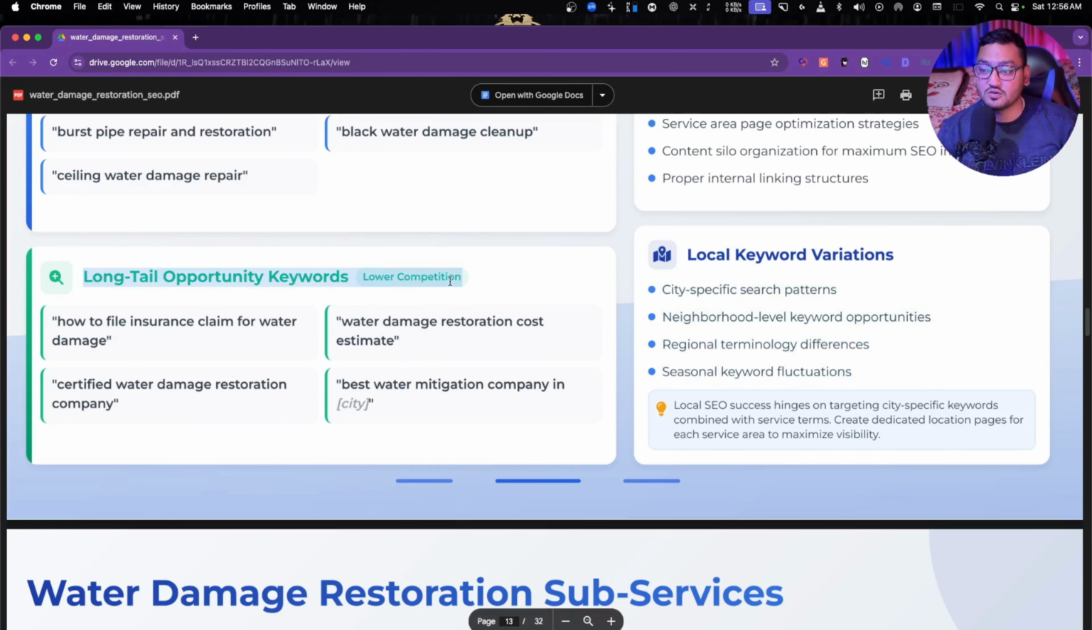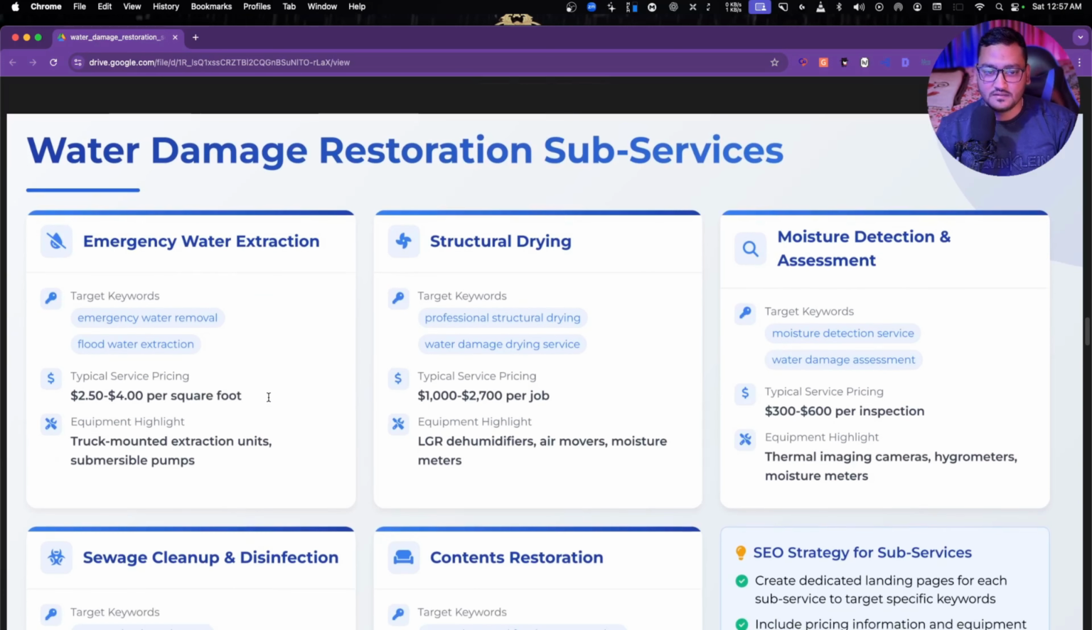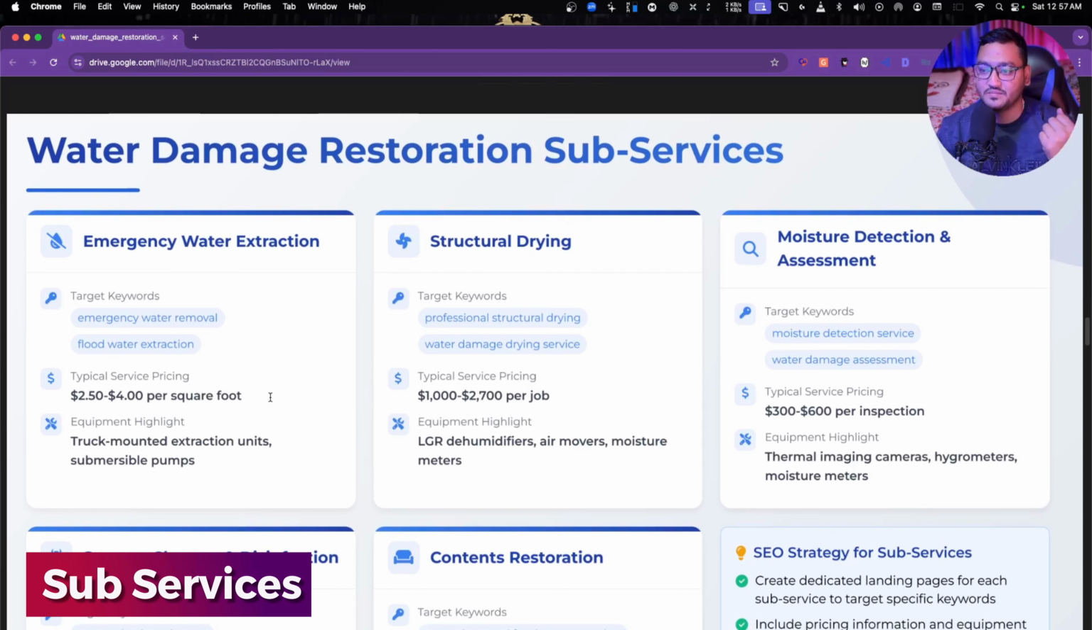And now you can also go with some lower competitive terms: how to file insurance, water damage restoration cost, best water damage company in any city, and certified water damage restoration companies. You can create more content around all of these long-tail opportunities. You should only focus on long-tail opportunities during the off season, while you are only meant to focus on content creation and just build the authority of that particular topic. Now let's go to the next chapter, the sub-service section.